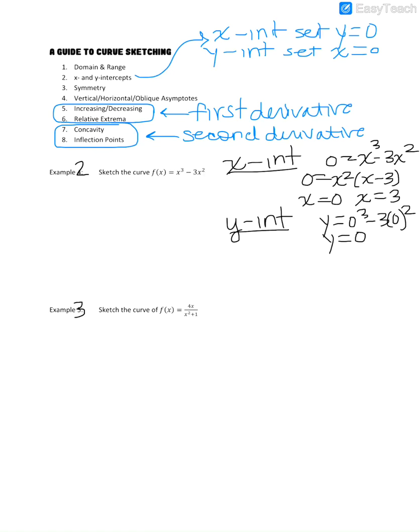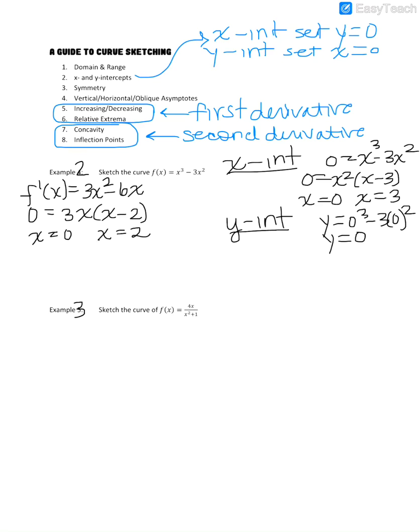Okay, so remember, that's my first derivative stuff. So let me take my first derivative. I get 3x squared minus 6x, and I want to set that equal to 0. I'm going to actually factor out a 3x here. And it looks like I'm going to get x is equal to 0 and x is equal to 2. All right.